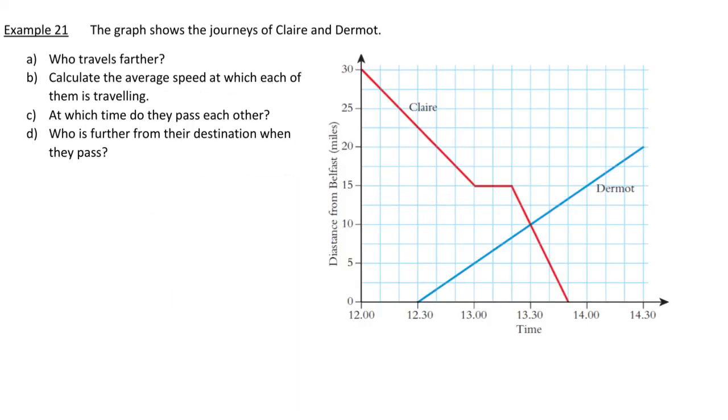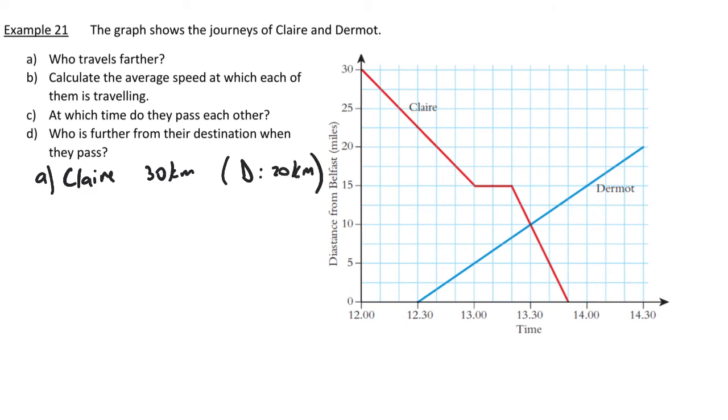Example 21, the graph shows the journeys of Claire and Dermot. Who travels farther? Well, if we look and see, Claire starts off 30 kilometres from Belfast, and then at 1:50 has arrived in Belfast, so that's a total distance of 30. Whereas Dermot starts from Belfast and then stops 20 kilometres away. So then we can say that Claire has travelled further because that's 30 kilometres. Dermot had travelled 20 kilometres.